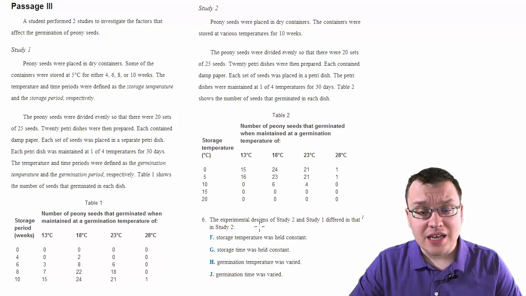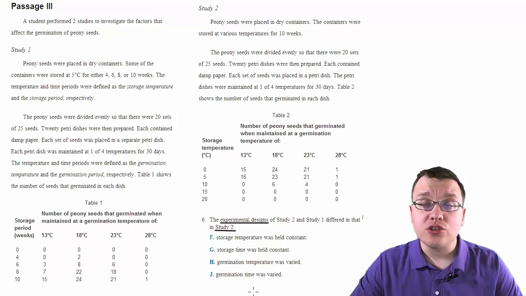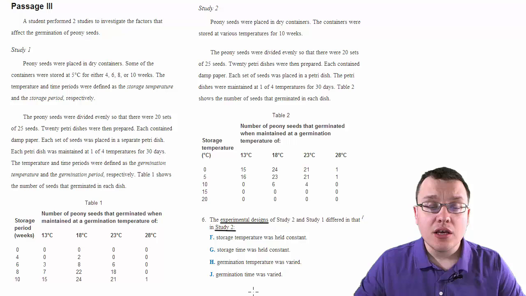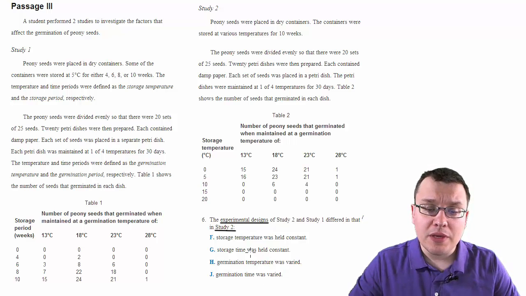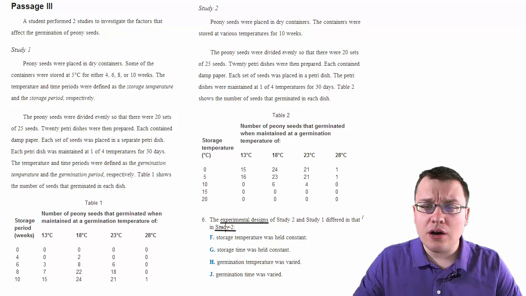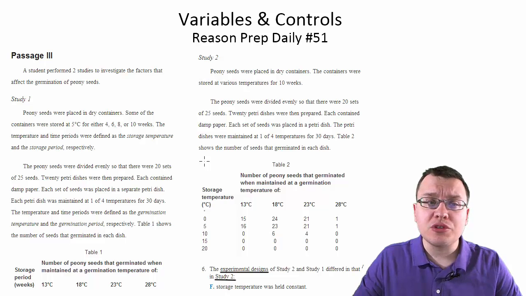The experimental designs of study 2 and study 1 differed in that study 2 did what? So we need to figure out what study 2 did differently compared to what study 1 did. And if we look at the choices, to give a little bit of a peek, we see that the choices are all about what variables or factors are either held constant or are varied. And this gets to the core of what I had titled the video, variables and controls.